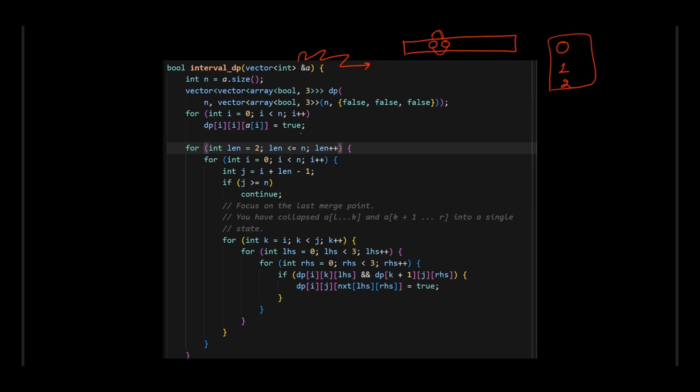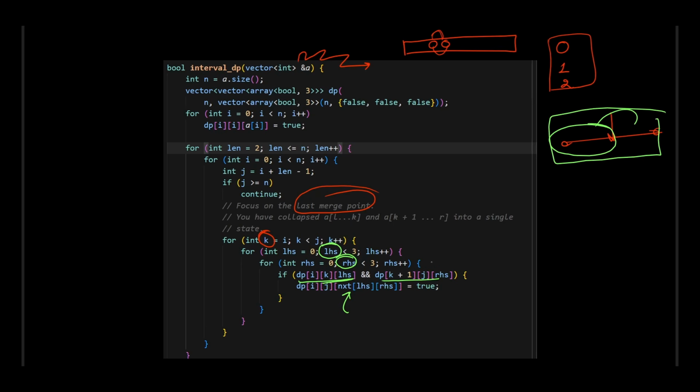So then you figure out, okay, what is the point of the last merge. For any subarray L to R, the last merge can be at any position in between. Suppose this is the last merge point, then you have to find out what are the possible states the left hand side could be collapsed to. This could be 0, 1, 2, and the right hand side could also be collapsed to 0, 1, 2. And if it is possible to collapse the left hand side to one value and the right hand side to another, then you collapse them using your transition matrix, and you say that it is possible to achieve a result of 0, 1 or 2.